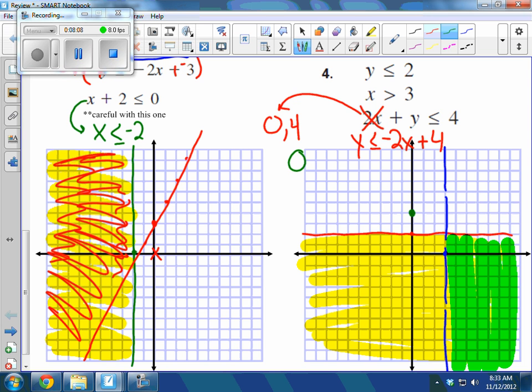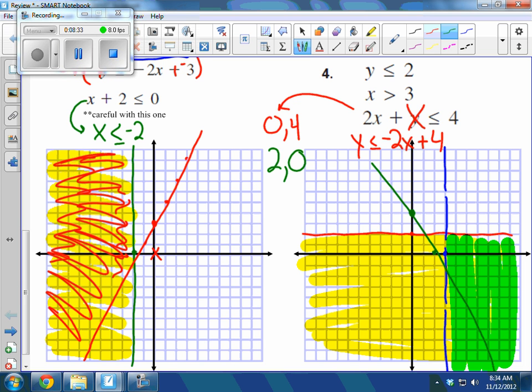And then if y is 0, now what I'm going to do is cover up the y, and I have 2x equals 4, so to get x by itself, I divide by 2. That's going to make my x worth 2. So I'm going to go to the x-axis at 2 and connect those, solid line.